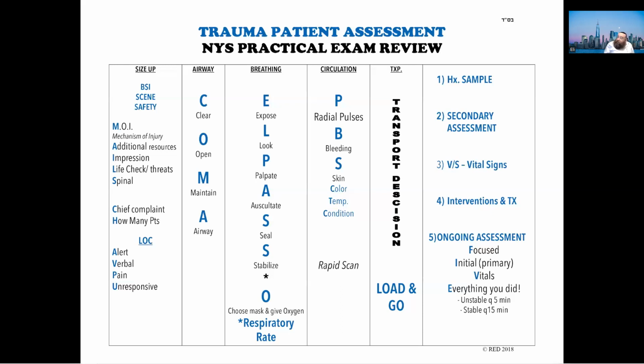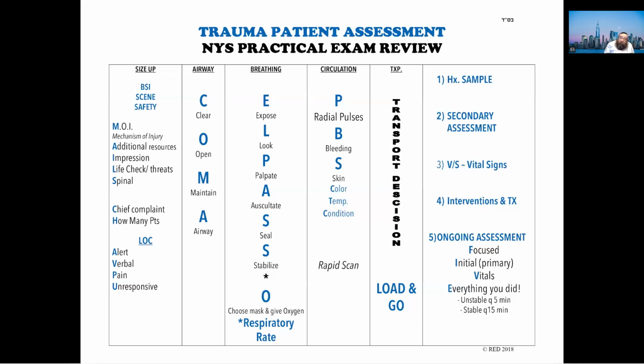We'll go to our transport decision. It's got its own column. And I wrote there what you got to say. Load and go. Don't start thinking and humming and hawing, no, load and go. That's it. My decision, load and go. It got its own column. Last column. All right, 5 steps.